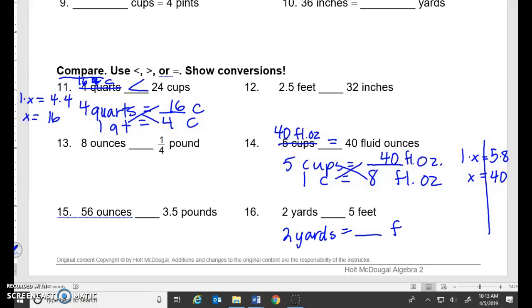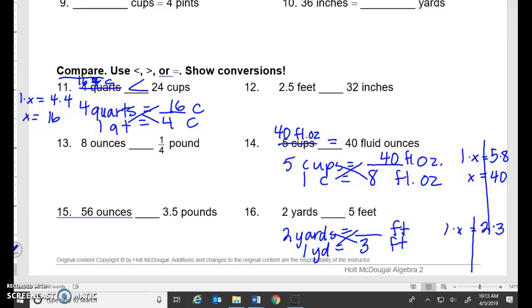Okay, so now 2 yards equals blank feet. How many yards on your reference sheet? How many yards equals how many feet? 1 yard equals 3 feet. Okay. So now I'm going to do my cross multiplication. 1 times x equals, do my other side, 2 times 3.